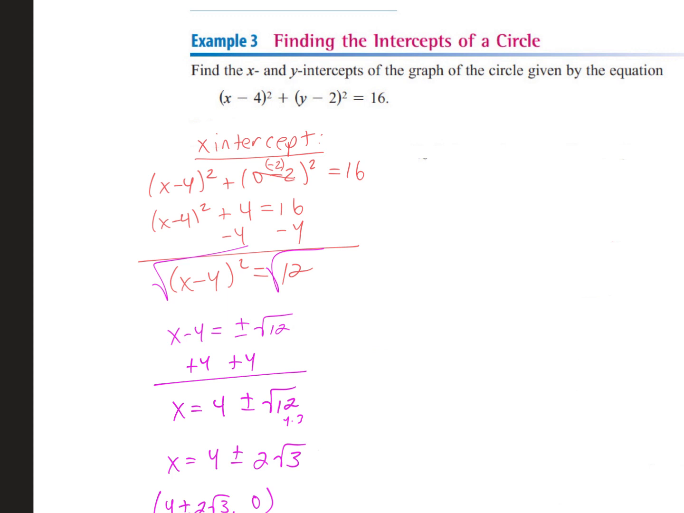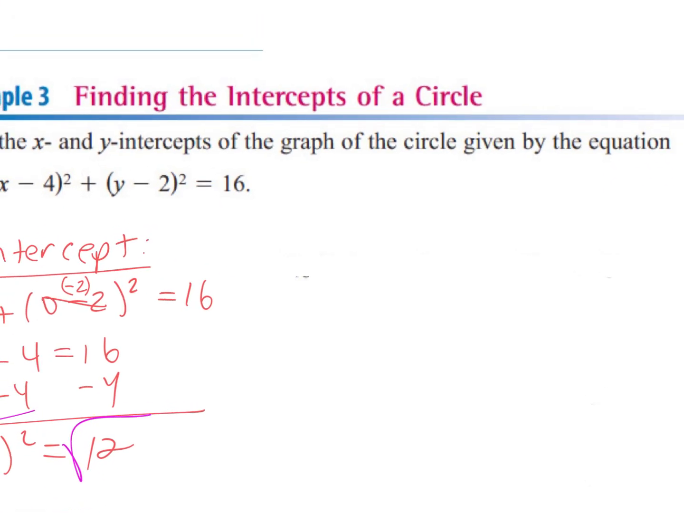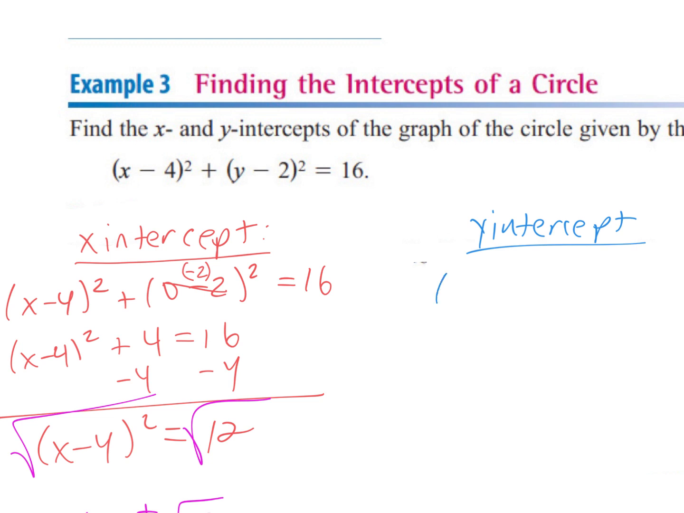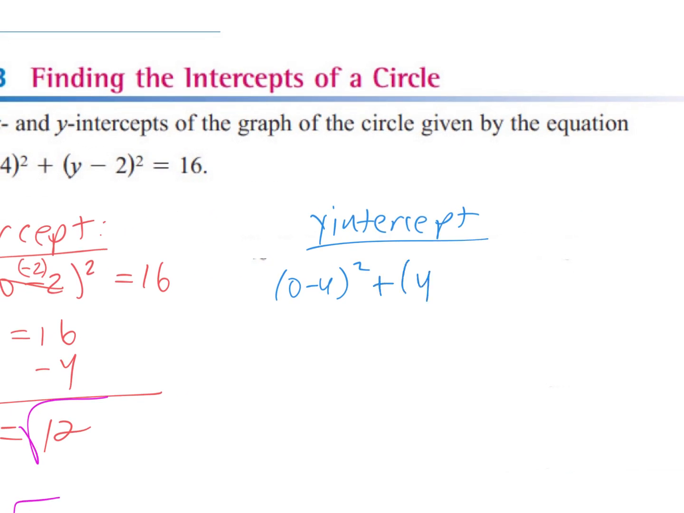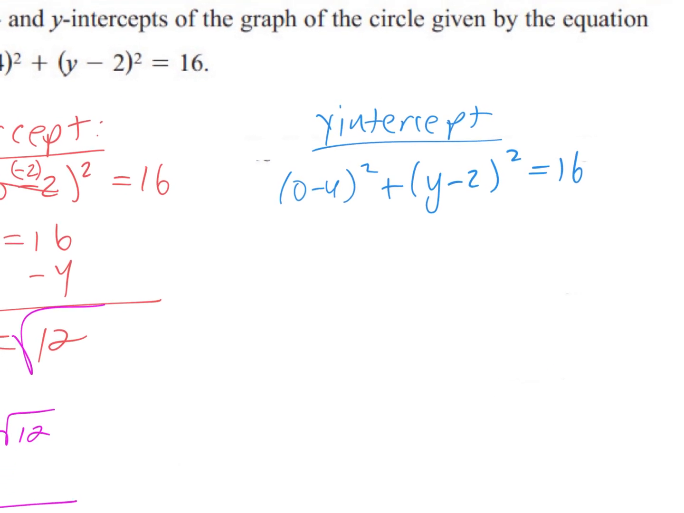The y-intercept. Well, does the process change at all? No, what's the only thing that changes? You're going to plug in 0 for x. So I take my same equation. I have 0 minus 4 squared plus y minus 2 squared equals 16. What is 0 minus 4?